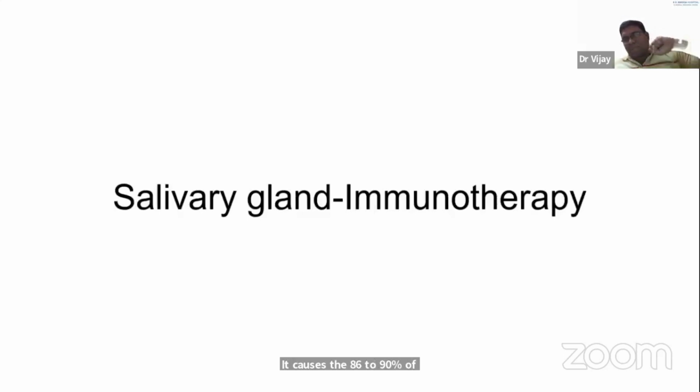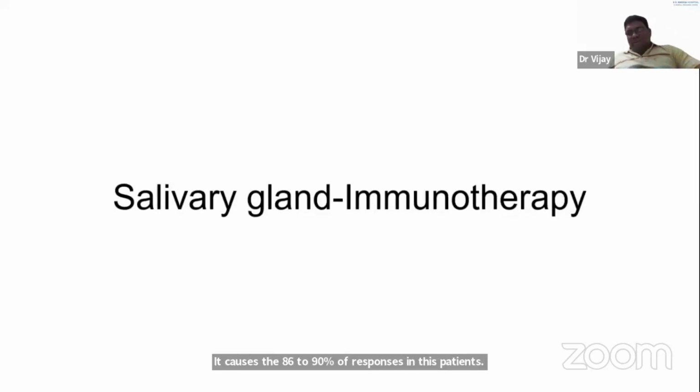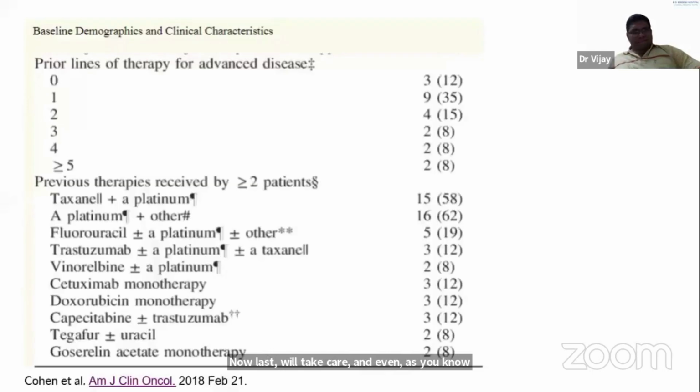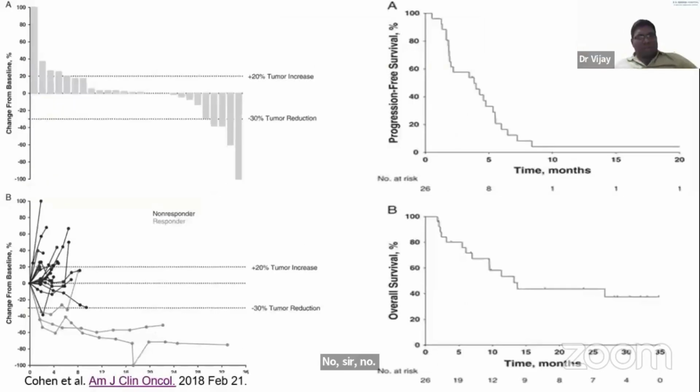Now, last we'll take, has anyone used immunotherapy in salivary gland tumors? No, sir. No, sir. So this was the response we got. We got a response of 15%, and some, what you would say, average OS.